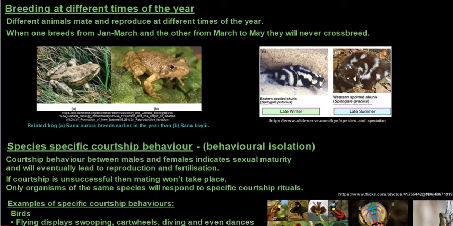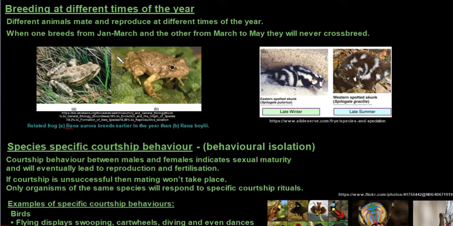So let's look at breeding at different times of the year. Different animals mate and reproduce at different times of the year. When one breeds, for example, from January to March and the other one from March to May, they will never be able to crossbreed because of these different breeding times. An example of this is the Rana frogs. They are related frogs and they have got different breeding times. So the one breeds from January to March and the other one from March to May.